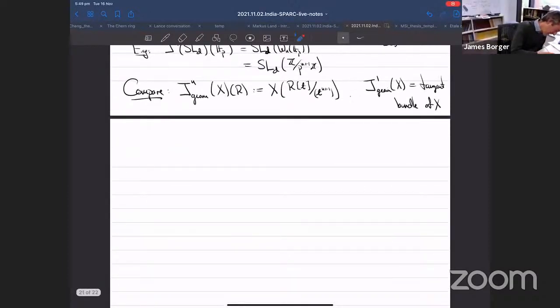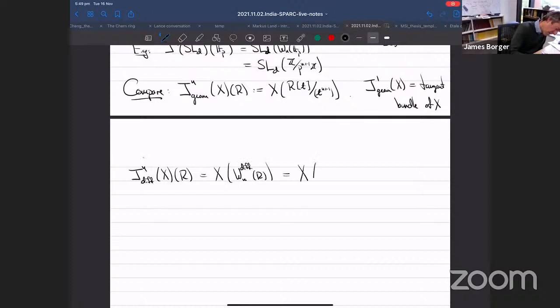So we could define J_n diff of X of R, but then this would be X of what I called W_n diff of R. But recall these are divided power series. These are the set of things of the form a_n t^n over n factorial, sum of a_i t^i over i factorial, i less than or equal to n.